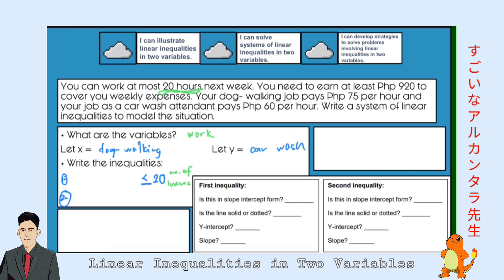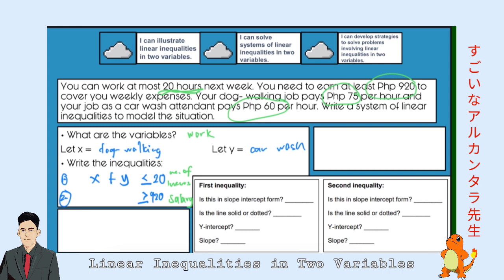So how do we complete this? Since you can work at most 20 hours, and we have the x and the y for the amount of hours you spend for those jobs, it will be x plus y, because we're just getting the total number of hours that you're going to work for that certain period of time. Now, the other context mentioned here is all about the money. You have 75, you have 60, and you have the 920. Here it says at least 920. So this is about the salary that you can get. The word is at least, meaning it could be greater than or equal.